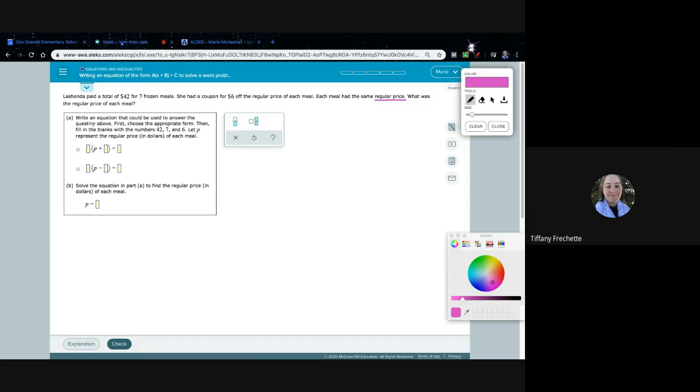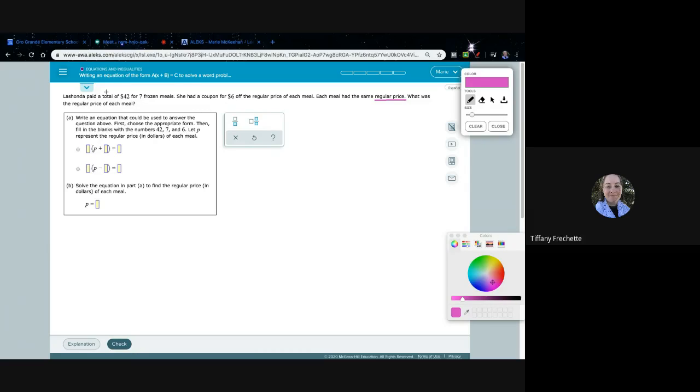So now let's see. They want us to write an equation that could be used to answer the question above. First, choose the appropriate form. Then fill in the blanks with the numbers 42, 7, and 6. And let P represent the regular price in dollars. So we already know P is going to be regular price or just price. We don't know what the regular price is.